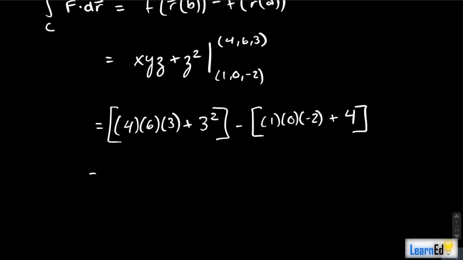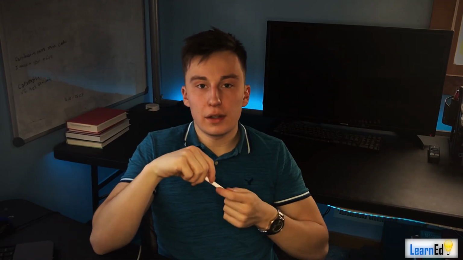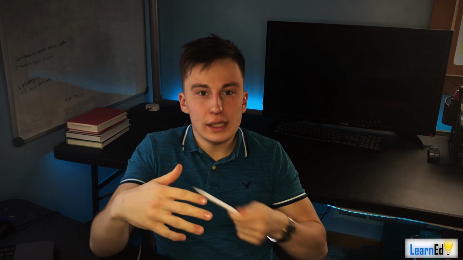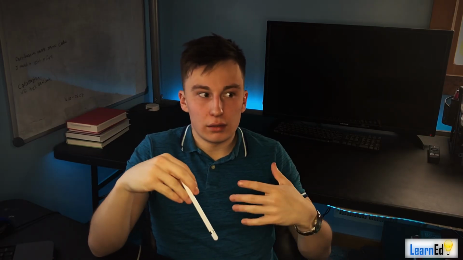Okay, so we get 4 times 6 times 3 is 72. 3 squared is 9. And then we have minus 4. So we get 77. All right, so that's how easy the fundamental theorem of line integrals really is. All you have to do is find the antiderivative and plug it in, and you're good. That's all it really boils down to.